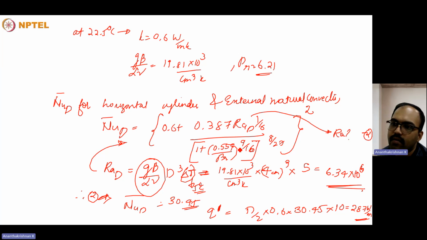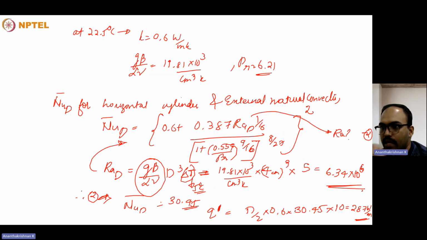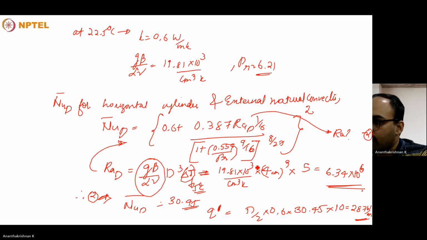So basically, there is just 22.5 and 27, and if we calculate it at either of these temperatures, it won't make much difference at all. So the approximate value of the Nusselt number we get as 30, and from that we can get the heat transfer rate to be 287 watt per meter. This is the per unit length heat transfer rate.